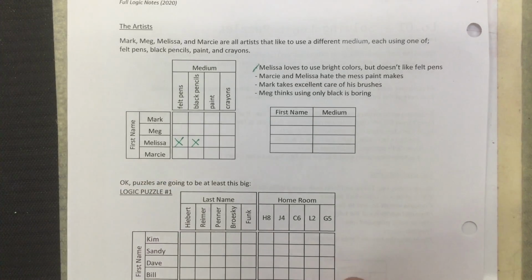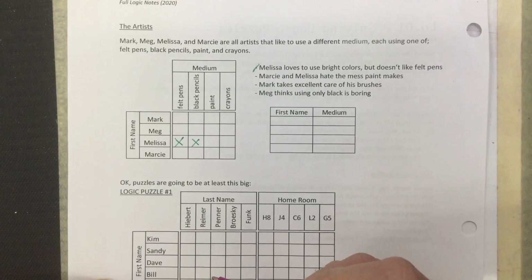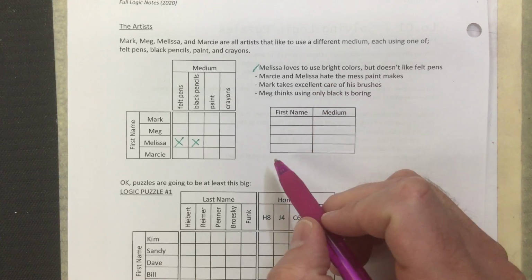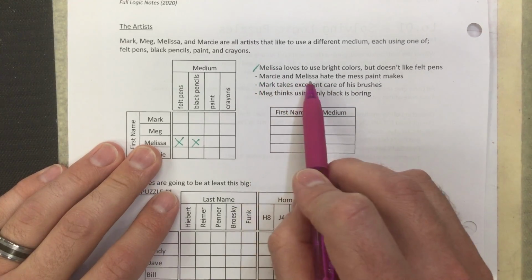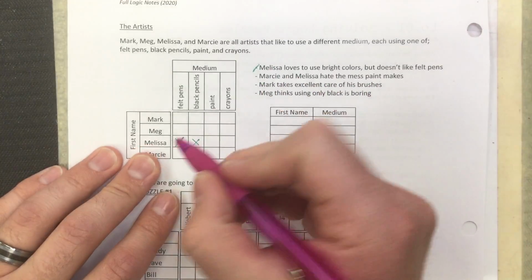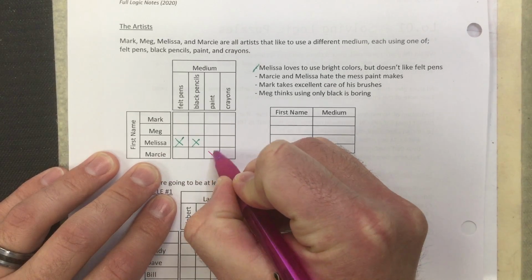I'm going to use different colors in this case here. It just so happens to be an art one, just to represent each of our different clues. It says that Marcy and Melissa hate the mess paint makes. So that means that Marcy and Melissa will not like paint.